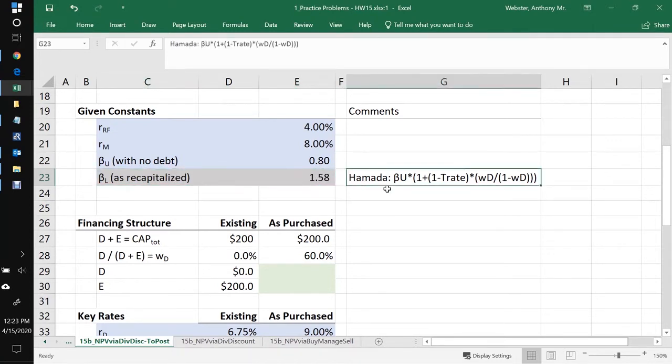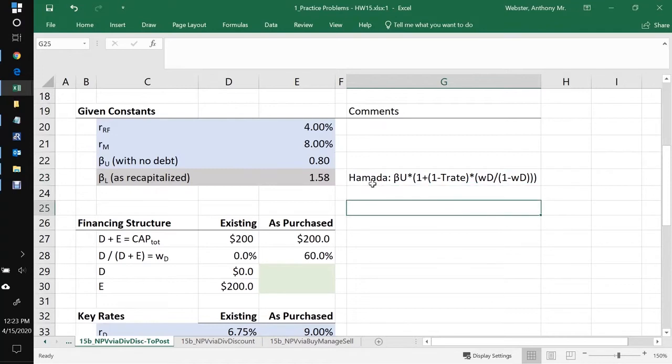And the way that I work that out mathematically is by using Hamada's equation with the CAPM model and all that jazz. But again, you don't need to know that. You just need to know that as a firm gets more leveraged, its beta volatility goes up. Okay, all right.